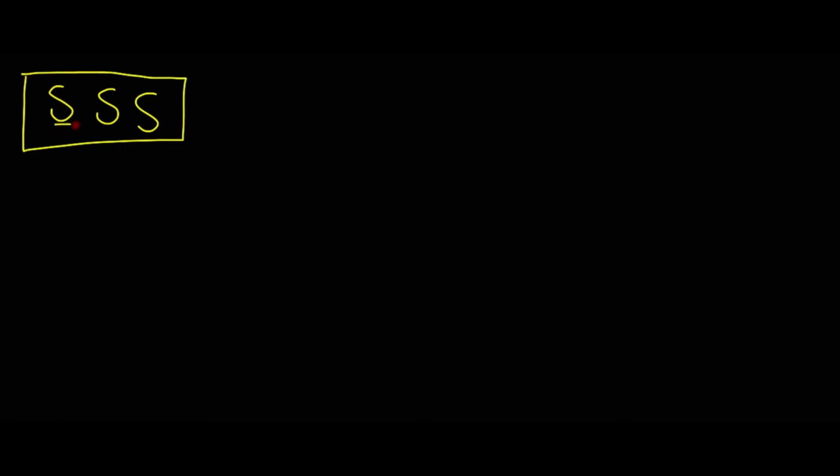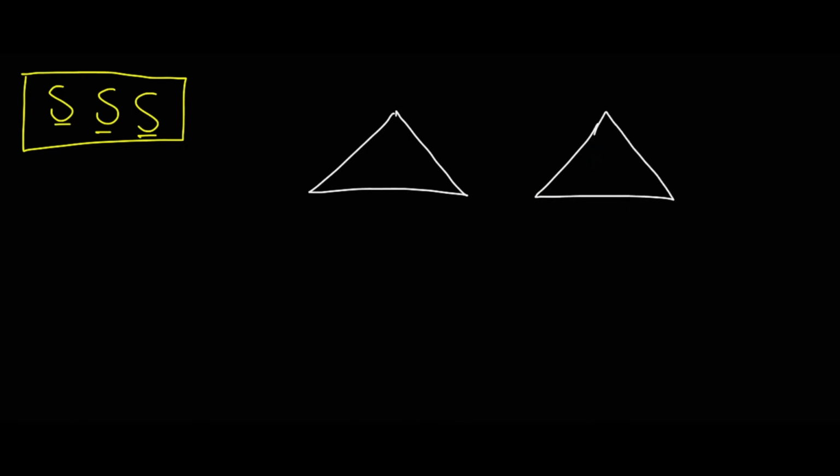Let's go through the conditions. Our first condition is triple S, in order: side, side, side. Let's say we have these two triangles. Let's say this is triangle ABC, and this one is triangle DEF.